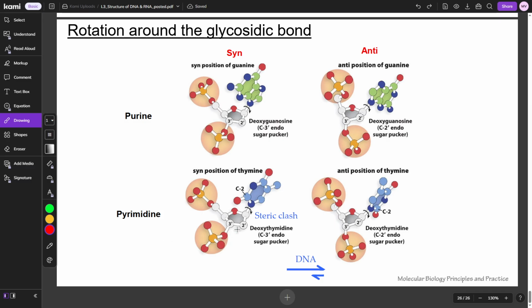But for pyrimidines, it's got to be the anti form, because all the pyrimidines have this O group here, uracil, thymine, and even cytosine. Cytosine doesn't have that O group there, but it's got an NH2 group. And because of how small that ring is in comparison to the purine ring, it just clashes a lot easier.